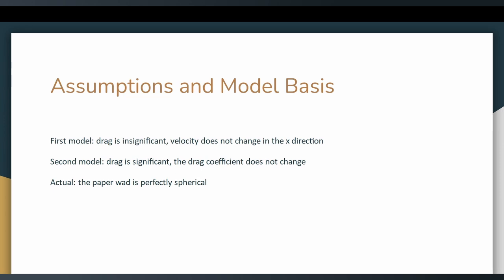In the first model, drag is insignificant, and velocity does not change in the x direction. In the second model, drag is significant, and the drag coefficient does not change. If in theory the ball is not spherical and it moves and rotates while it's in the air, this would change the drag coefficient to not be constant the entire time.